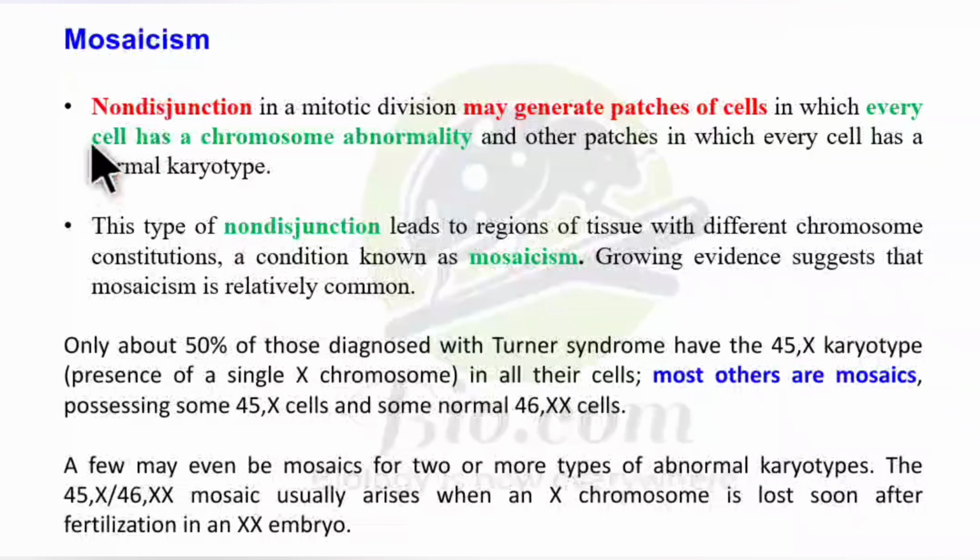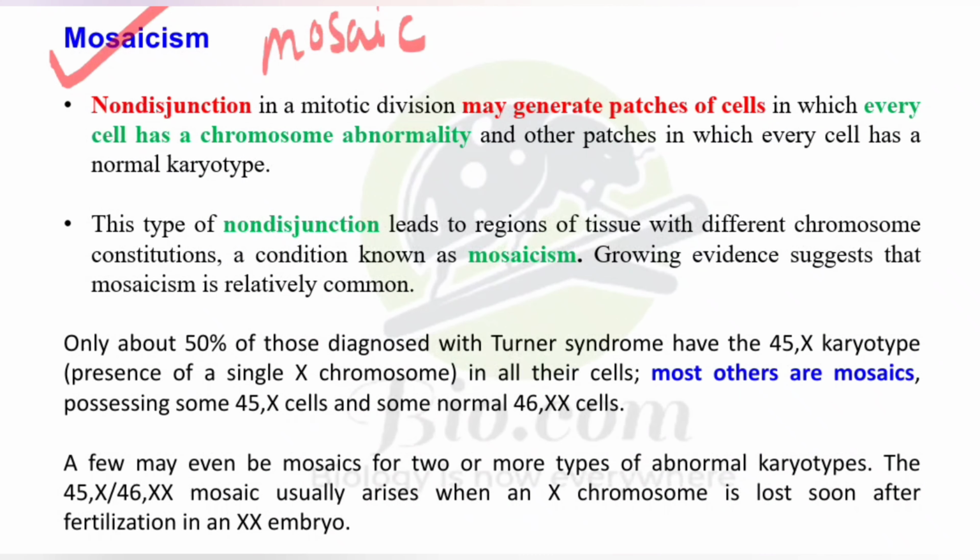Now one more term from the genetics, that is mosaicism or mosaic formation. So basically you will be asked in the examination what is the reason behind the mosaicism or the mosaic or the pattern formation or the patch formation. So basically the reason for the mosaic formation is the non-disjunction in a mitotic division.